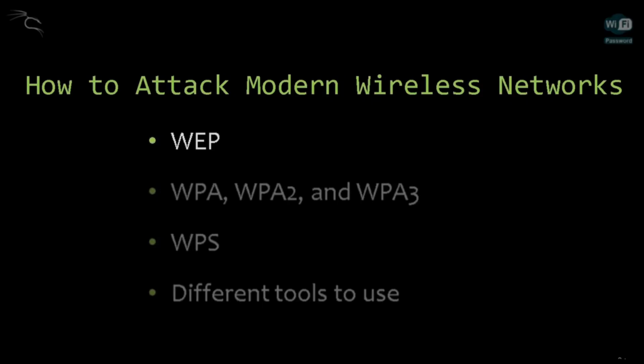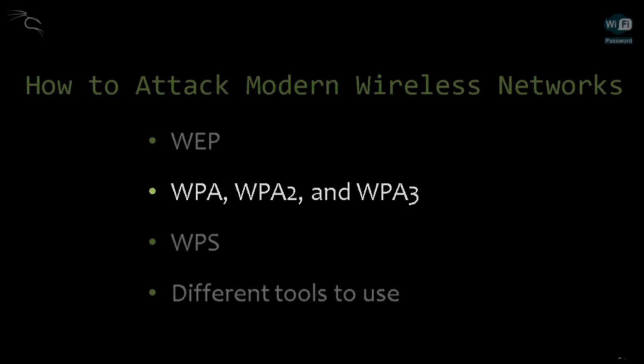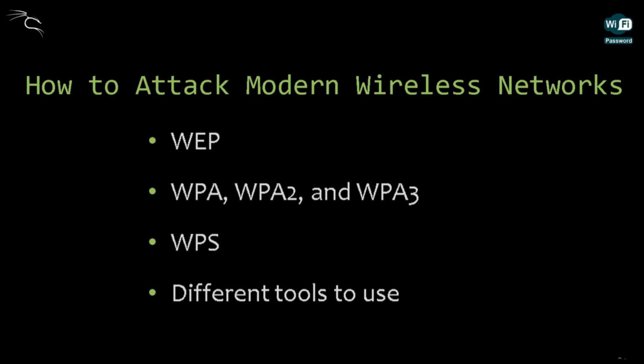Moving on to this chapter about how to attack modern wireless networks, we will discuss several things: the WEP protocol, WPA, WPA2 and WPA3, WPS, and we will discuss as well different tools. Several standards actually exist to allow the interaction between different Wi-Fi devices or wireless enabled devices. The most famous standard is the IEEE 802.11 with its various specifications like the A, B, G, and N.